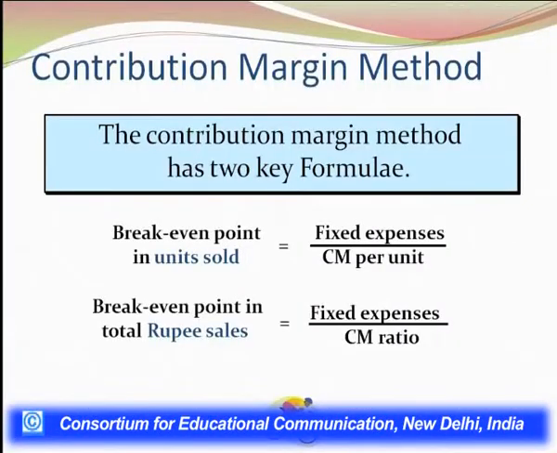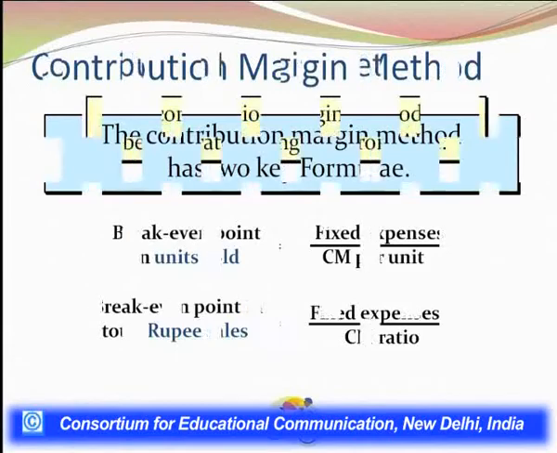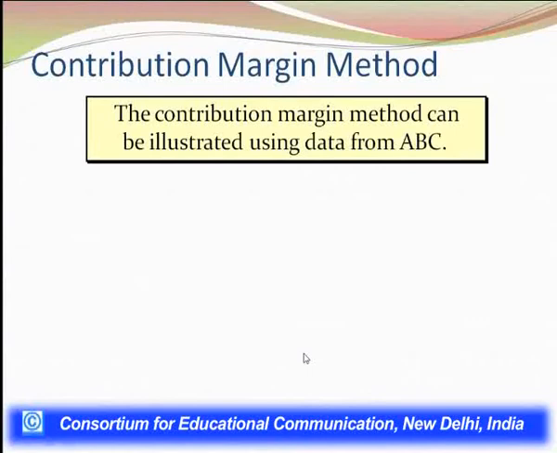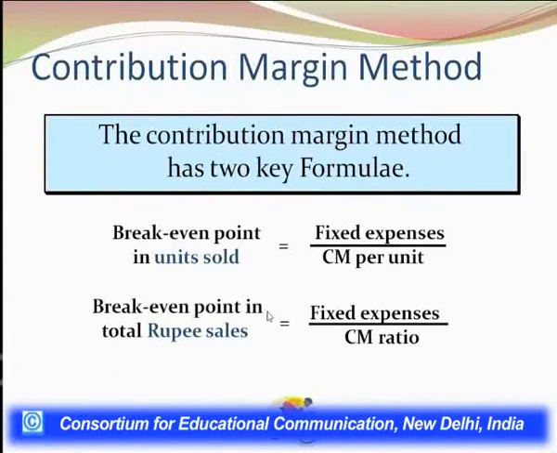Now you want the answer in terms of value, not in terms of units. In that case, we would use the second formula, break-even point in terms of rupees. So here fixed expenses are divided by the contribution margin ratio. So you can find the difference. In the first one, when we want the answer in units, we divide the fixed cost by contribution margin per unit. And in the second one, when we want the answer in rupees or dollars, we divide fixed expenses by the contribution margin ratio, right?